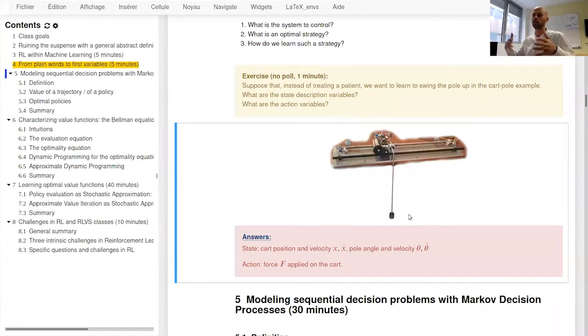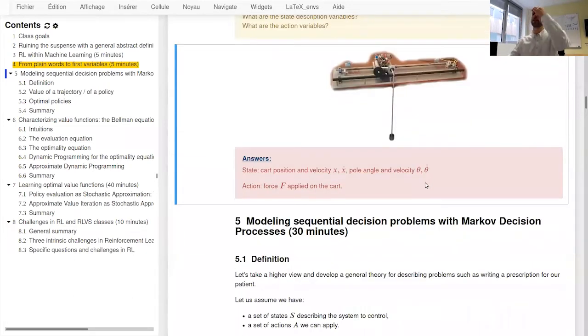So that defines a discrete time control problem. And the command or the action could be, for example, the force F applied on the cart. My real goal there was to actually have you write on a piece of paper your own ideas. So now we have introduced almost everything we need, and we just need to take a higher point of view and formalize this a little more.